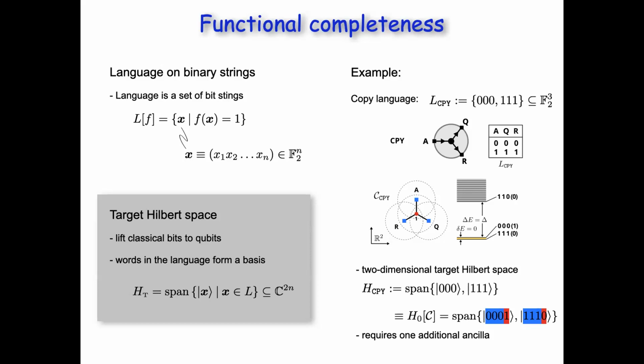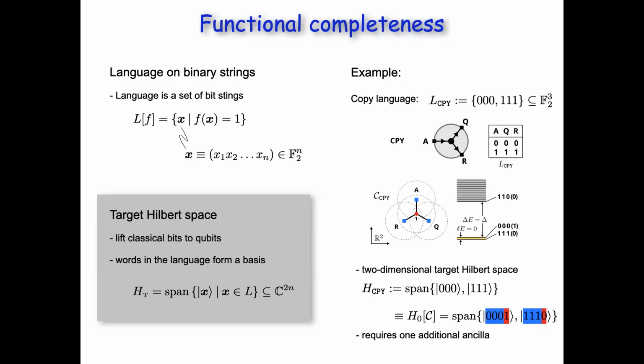And this is the copy language, which we'll see later. So if you have a bit, you want to copy it. The A side is my bit which I want to copy, and then I have two outputs, Q and R, which just copy the bit. Therefore, if A is 0, my two outputs should also be 0. If A is 1, the two outputs should also be 1. And this is a very simple example of a language in the following form.